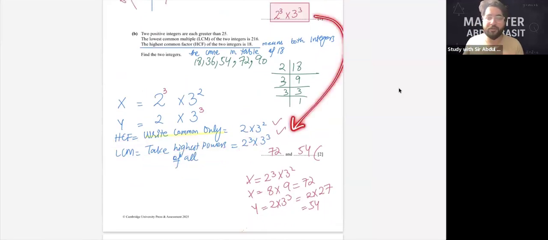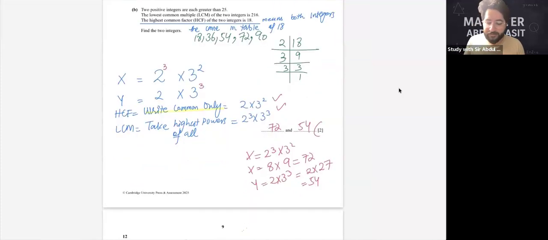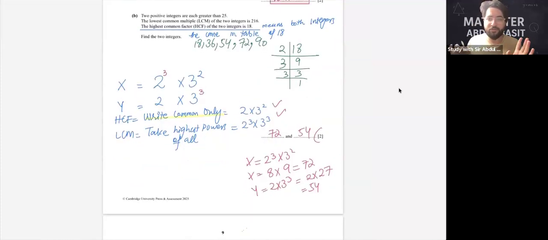Please stop talking and understand now. This is x and this is y, two positive integers. Now I knew that both of them will have 2 multiplied by 3 square. So I wrote 2 multiplied by 3 square with both of them. Any problem? Yes or no? Now for HCF it is correct.